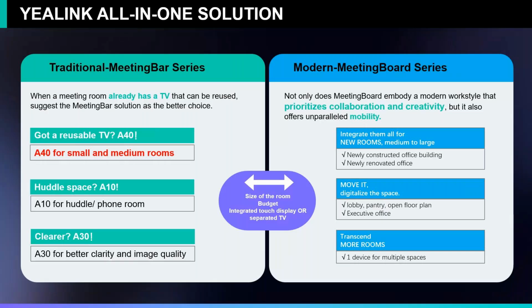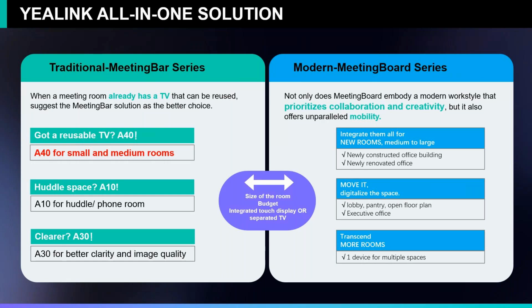Now, for a traditional meeting board series where the meeting room already has a TV that can be reused, we suggest a meeting bar solution as the better choice. We have the A40 for small and medium rooms, A10 for huddle or phone room, and then the A30 for better clarity and image quality. However, the A40 is on par with the A30 in terms of quality also for the reach. There's also a new model of all-in-one gear coming out.